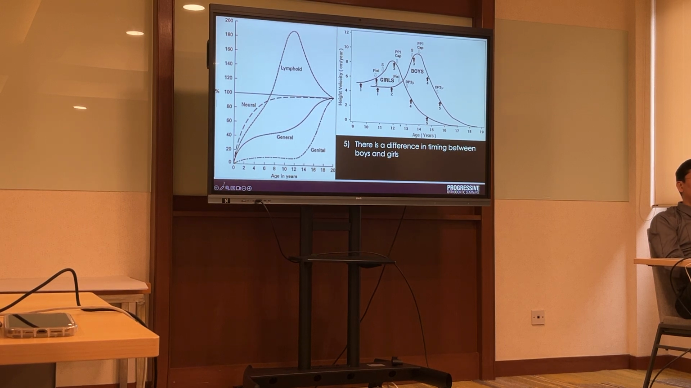It shows you the girls experience the peak velocity of growth at approximately 12 years. So if you keep it like a range, it's from 11 to 13 years. Whereas boys experience the growth velocity at 12 to 14 years.